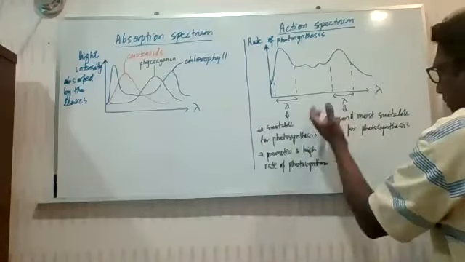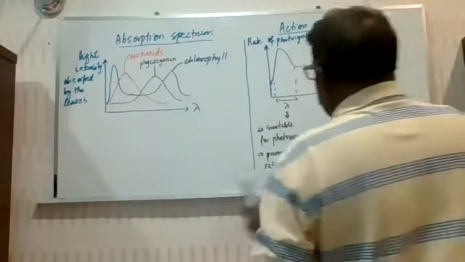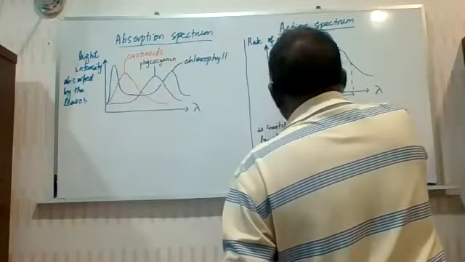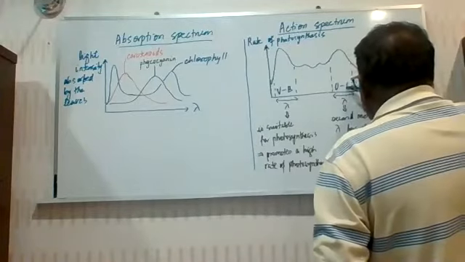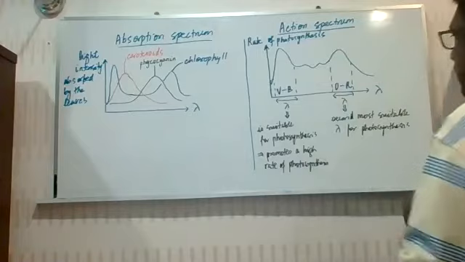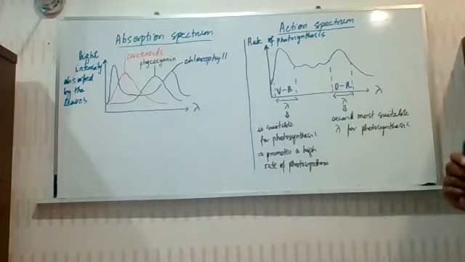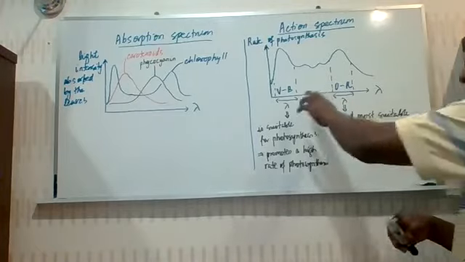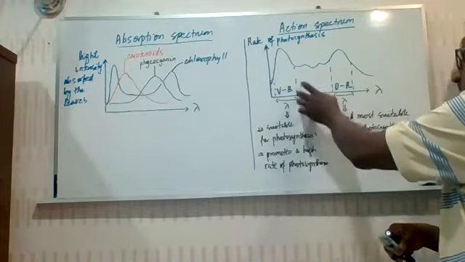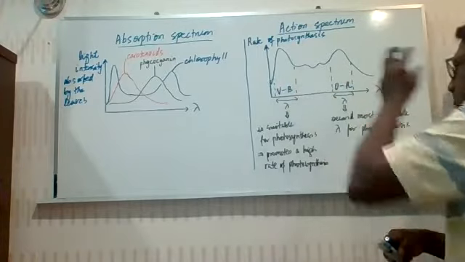In terms of light, this is in the violet blue range, and this is more towards the orange red range. Therefore, light which is violet to blue and orange to red is the most suitable light for photosynthesis. Not that others are not suitable. You still have photosynthesis in other ranges, but these are the most suitable.